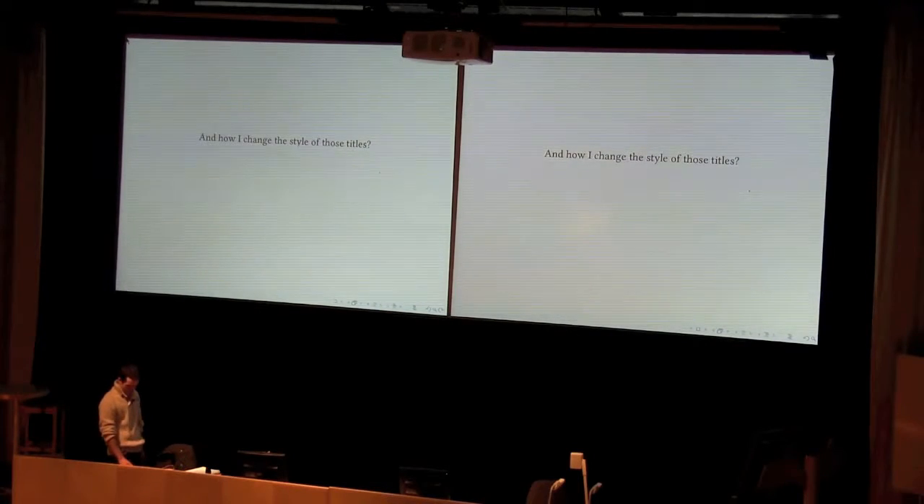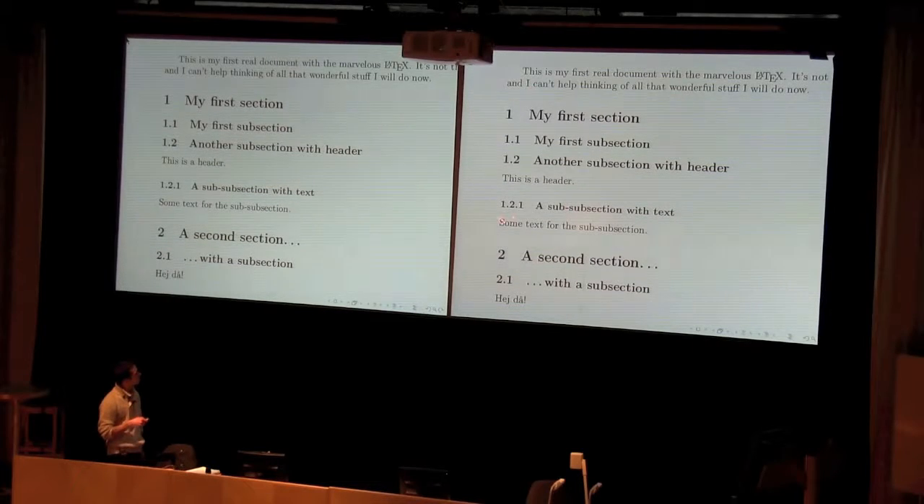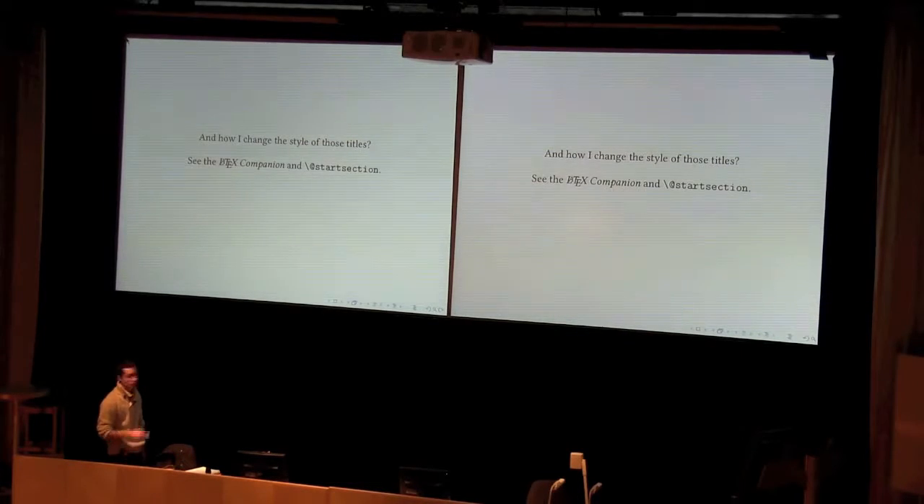Now you can see that this is not exactly sexy for titles. It's very clear, but it's not very sexy. So how to change the style of that? If you're interested, I strongly recommend you look in the LaTeX Companion. There is an index, and you search for @startsection. This is a special command that allows you to change the behavior of the section commands. It is not very difficult to use, and at the end of this course you can use it. So if you're very interested, you can try it.